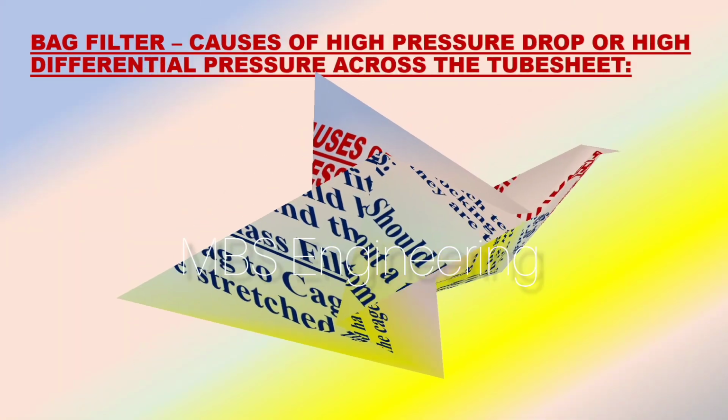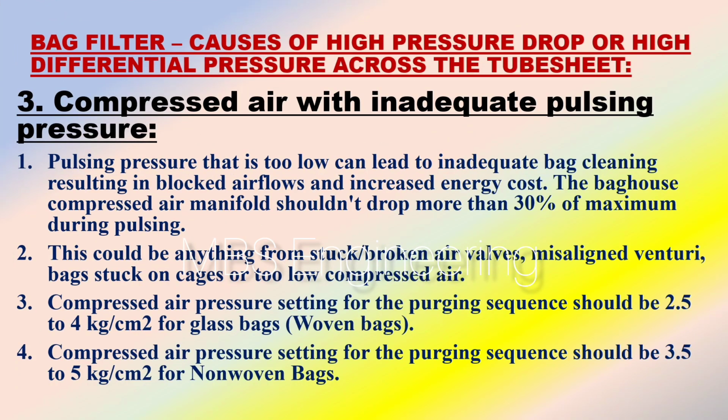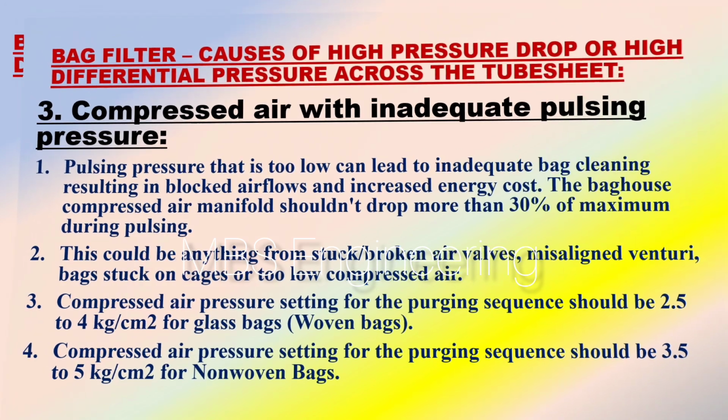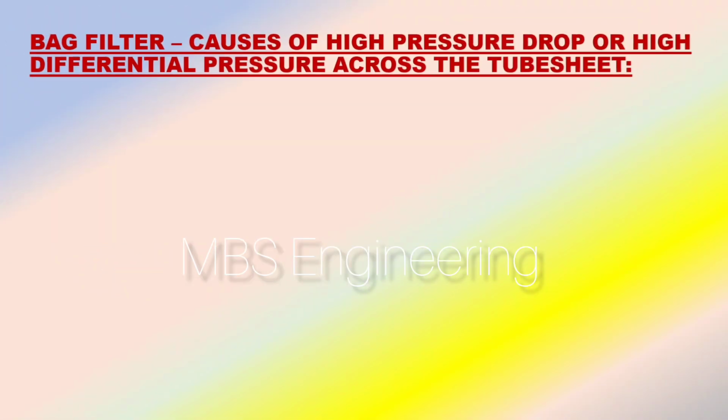One of the main causes of high differential pressure is the compressed air with inadequate pulsing pressure in the bag filter system. Point number 1. Pulsing pressure that is too low can lead to inadequate bag cleaning, resulting in blocked airflows and increased energy cost. The baghouse compressed air manifold shouldn't drop more than 30% of the maximum during pulsing. Point number 2. This could be anything from stuck, broken air valves, misaligned venturi, bags stuck on cages, or too low compressed air.